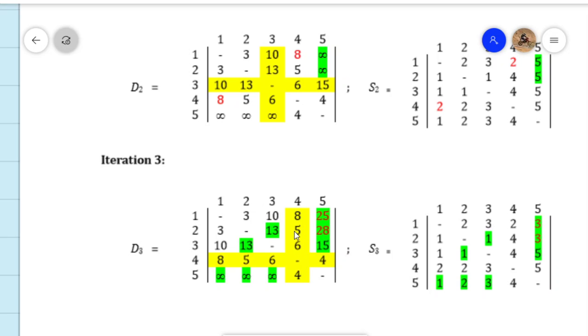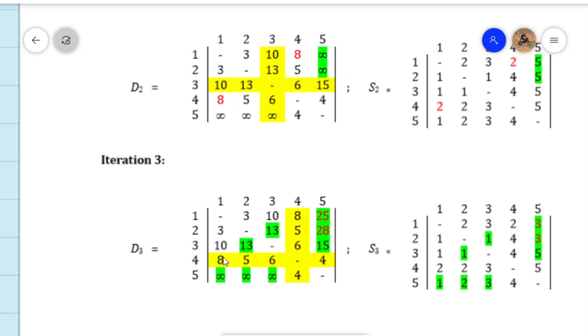Next is 28. 28 compared with 5 and 4. 5 plus 4 is 9. 9 is less than 28. Next, we have 10. Compare that with 6 plus 8, 14. 14 is greater than 10, so we do not replace 10. 13. Compare 13 with 5 plus 6. 5 plus 6 is 11. Less than 13. So we are to replace 13 by 11 the next iteration. Next is 15. 15 compared with 6 plus 4. 6 plus 4 is 10. Less than 15. So we'll replace that one.